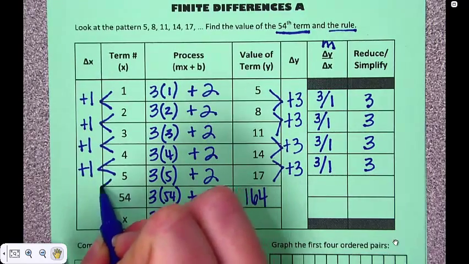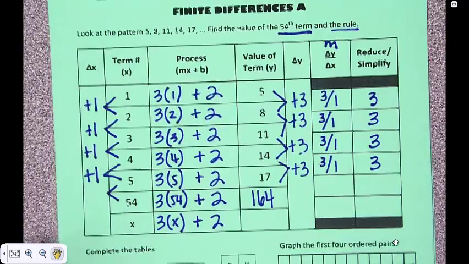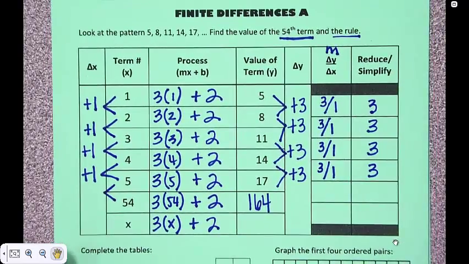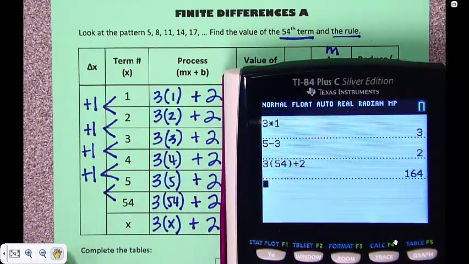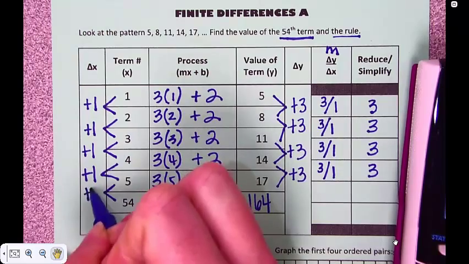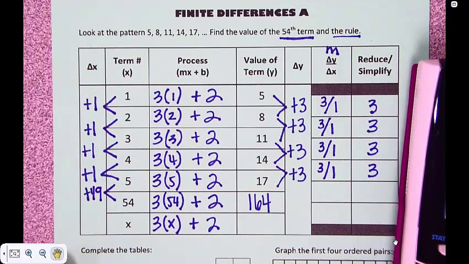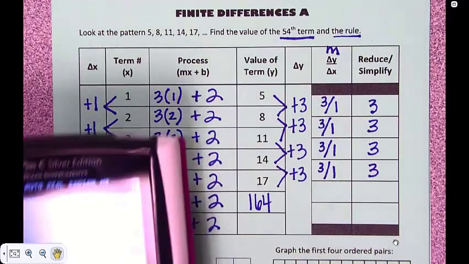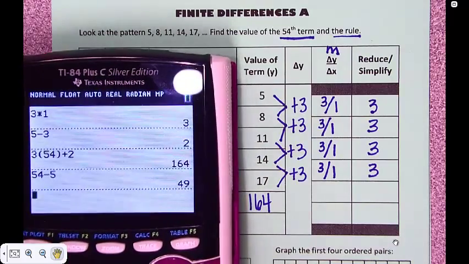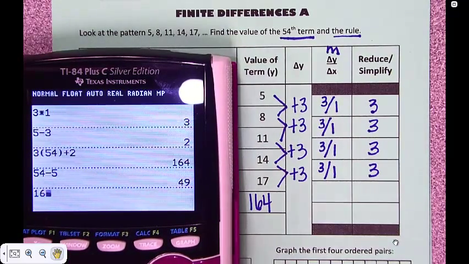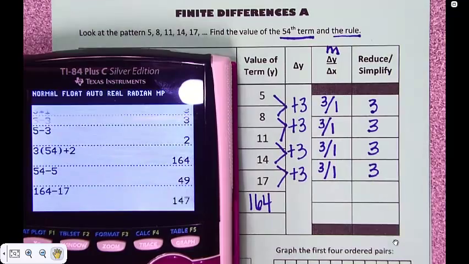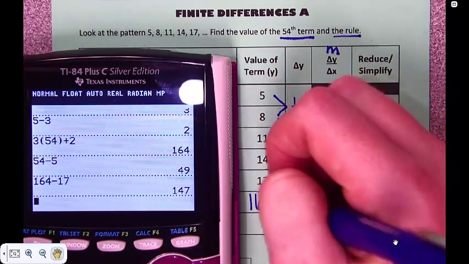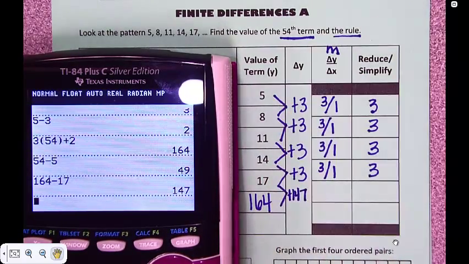So I'm going to find the difference between 54 and 5, and that's going to give me my change in X there. So let's go ahead and get our calculator back out. 54 minus 5 gives me a change of 49. So I added 49 here to get from 5 to 54. We need to do the same thing for delta Y. So we're going to say 164 minus 17. That gives us a value of 147.